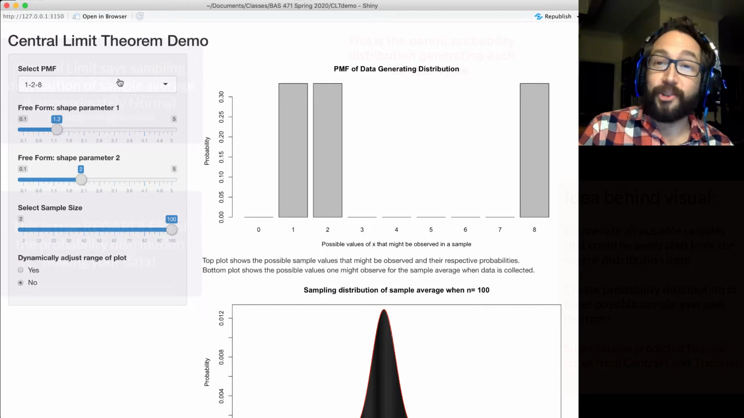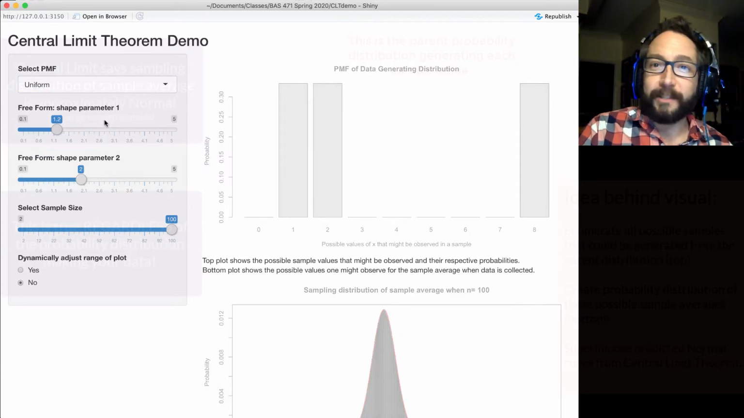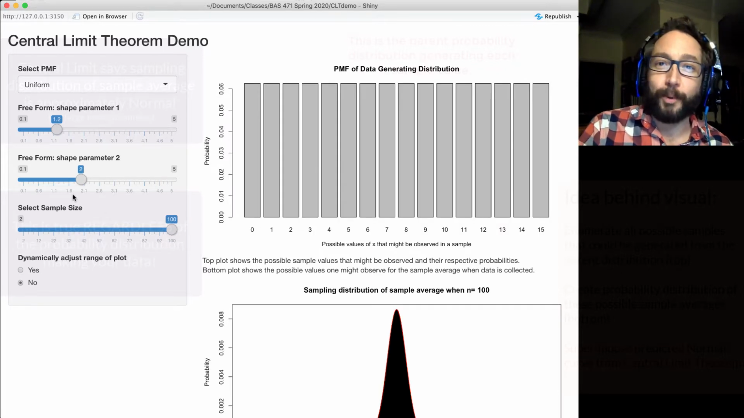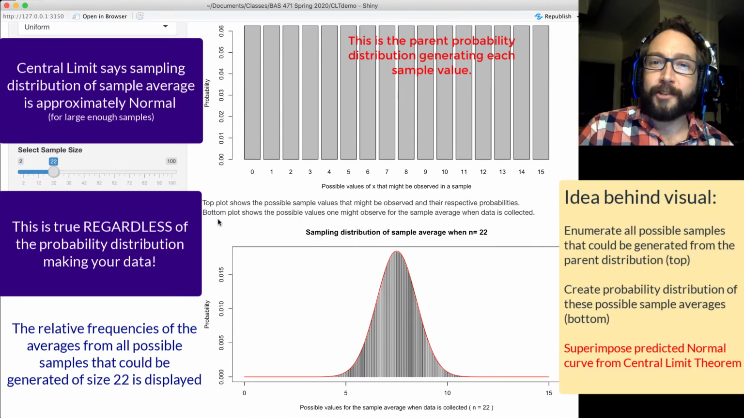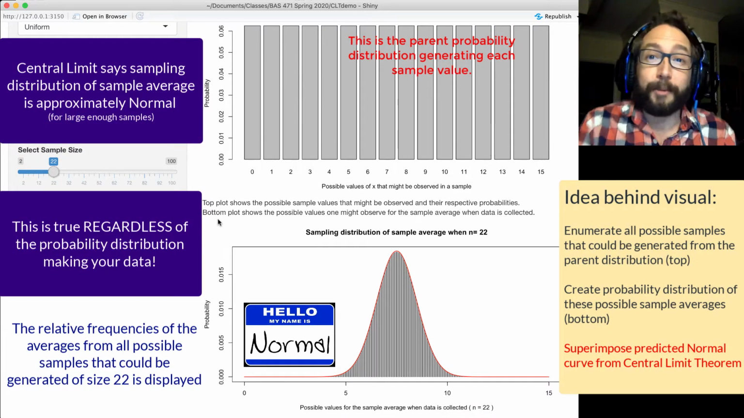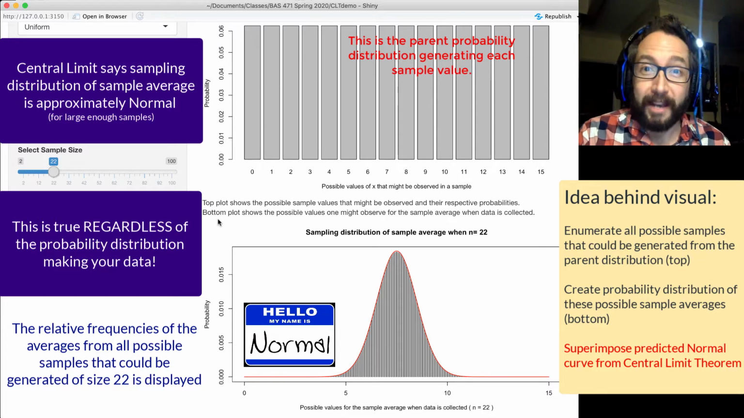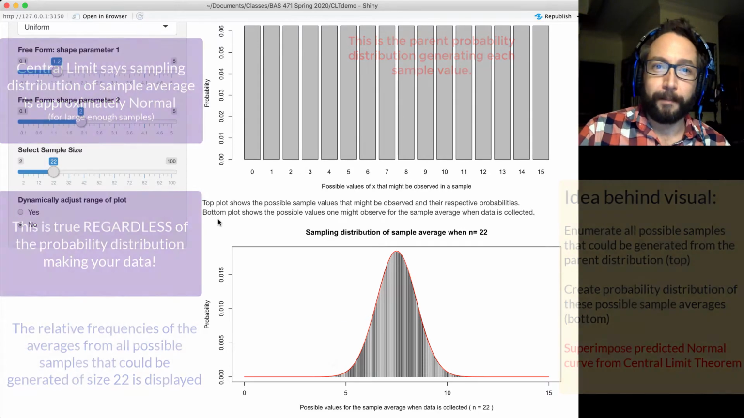So if I were to go and change the probability distribution that's making the data, if I were to say, well, let's just generate data uniformly between, say, 0 and 15 in integer amounts, if I envisioned all possible samples of size 22 that I could make, look at all those possible sample averages and a relative frequency diagram of each one of those, I would find that actually for samples of size 22, the way the sample average might turn out is very well described by a normal distribution.